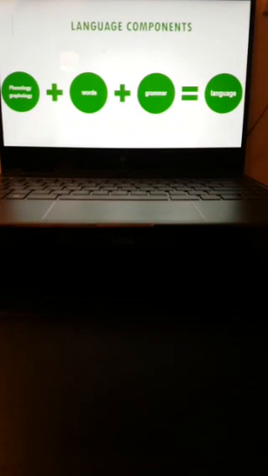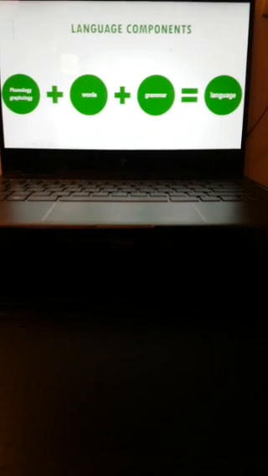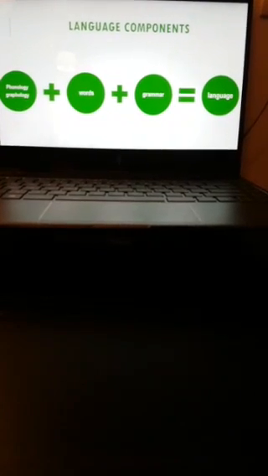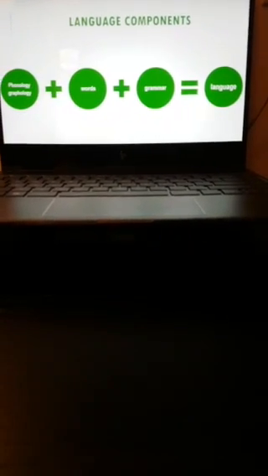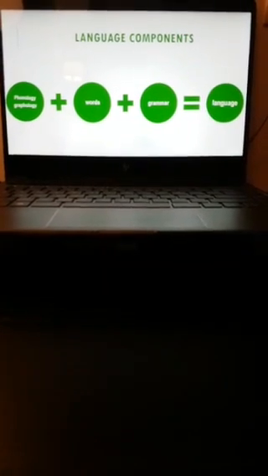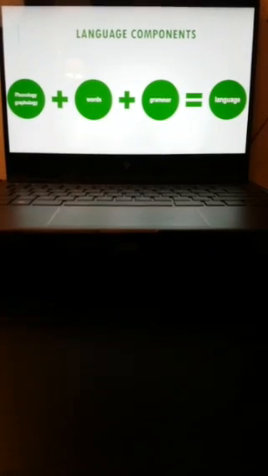Okay, so I'm going to talk about language skills and subskills. And this is one of the things that a foreign language teacher should know before she plans to teach a foreign language. First of all, I'm going to talk about language components. When we say the English language, Arabic language, Spanish, Japanese, Chinese, Russian, what does a language consist of?